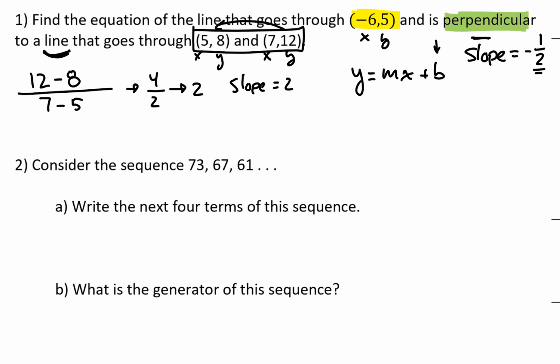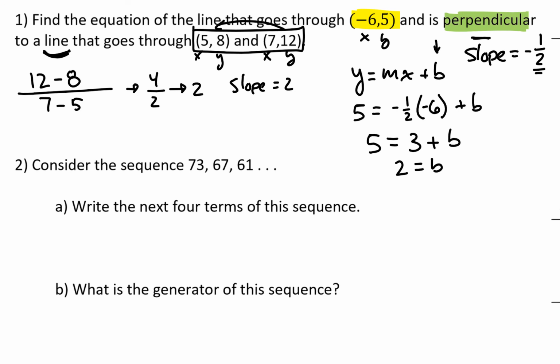So we know that y is 5. We know that our slope is negative 1/2. We know that x is negative 6. And then we've got the plus b. So simplifying this, we're looking at 5 equals, this would be a positive 3 plus b, and if I subtract 3 from both sides, I can see that my y-intercept, b, is 2.